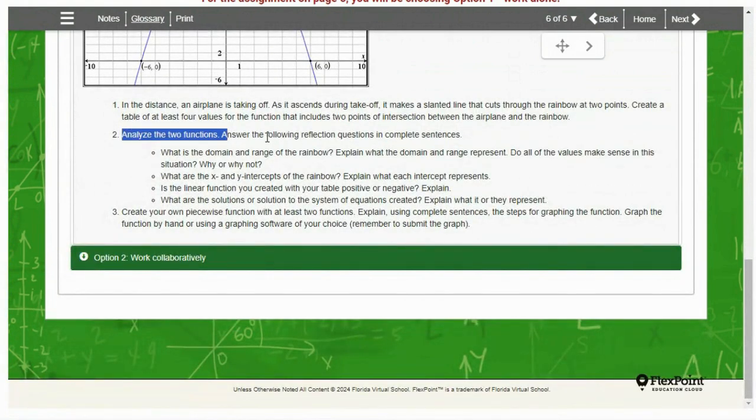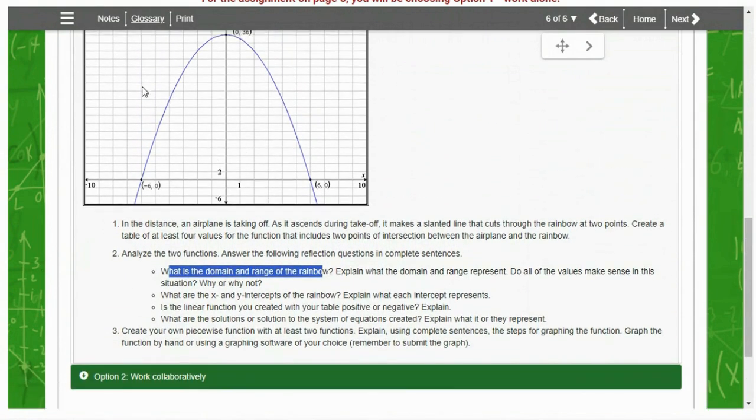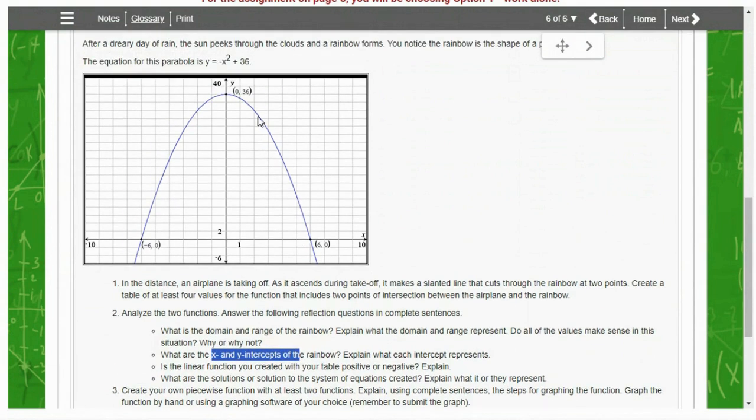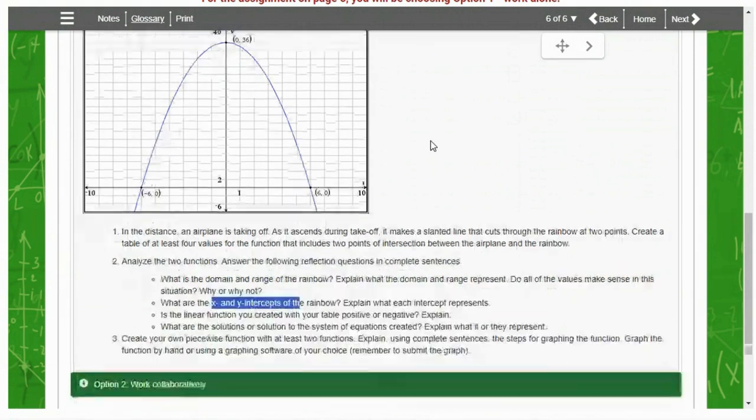So you answer these questions. What is the domain and range of this rainbow? And what does that represent? When we say the range is negative infinity to 36, what does that mean in terms of a rainbow? And do all the values make sense? And then what are the X and Y intercepts? So where does the rainbow cross the X axis and the Y axis? And what does that mean for a rainbow? (0, 36), what does that mean for the rainbow?